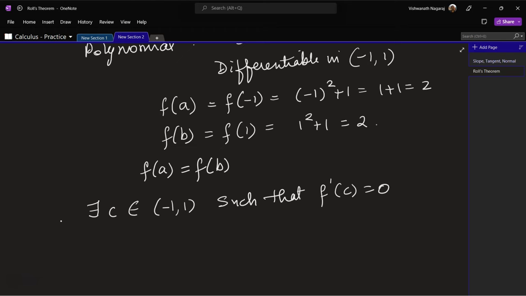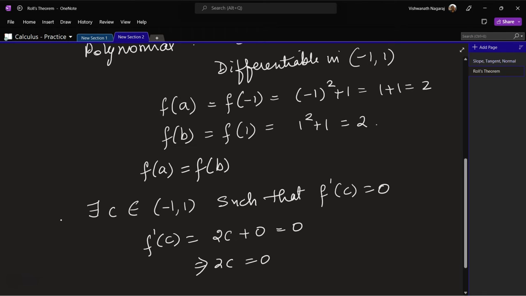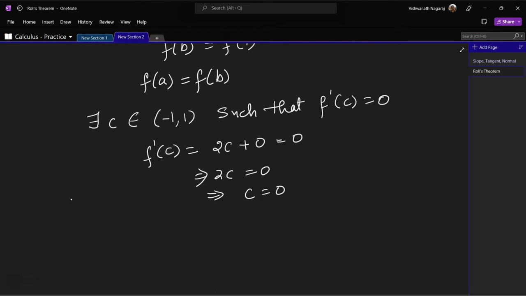The slope is 0. So let's see. f prime of c is going to be, remember the function is x square plus 1, so 2c plus 0, which is 2c. And this should be equal to 0, which implies c is equal to 0. So that means that c is equal to 0, the tangent is horizontal. That means it is a point at which the curve changes direction.